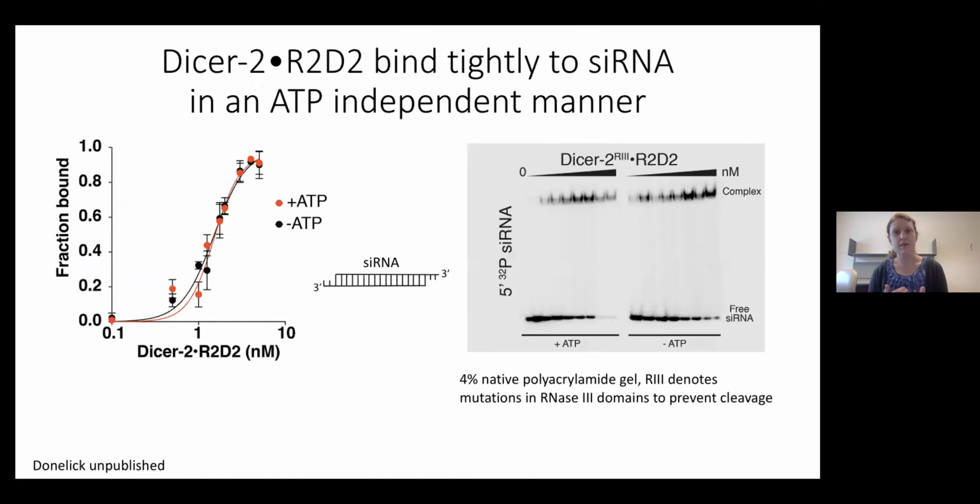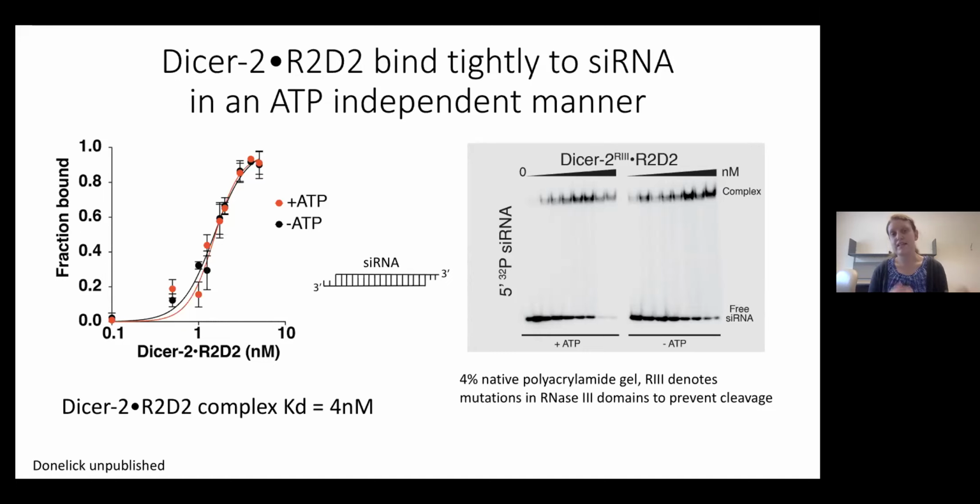Now, before I move into my CryoEM work, which is the reason we have these webinars, I want to briefly cover some biochemistry that I did with this complex. So I incubated my dicer2 R2D2 complex with a radiolabeled siRNA to study the binding affinity. And what I hope you can appreciate by looking at the quantification on the left and the raw image on the right is that siRNA binds to dicer2 and R2D2 with a high affinity, estimated to be 4 nanomolar through the binding assays, and in an ATP independent manner.